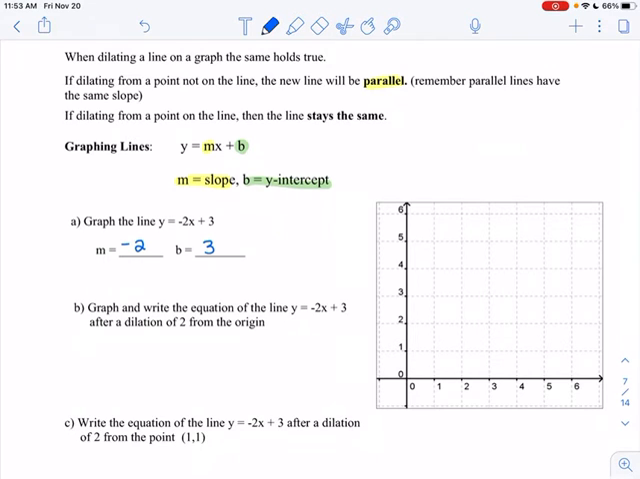So the way I graph this is my y-intercept is my starting point. So I'm going to start at 3. I like my slope to be a fraction, so I'm going to put a 1 under there. The top number tells me to go up or down, and the bottom number tells me to go left or right. So since it's negative 2, I'm going to go down 2 to the right 1, down 2 to the right 1, and this is going to be my graph right here.